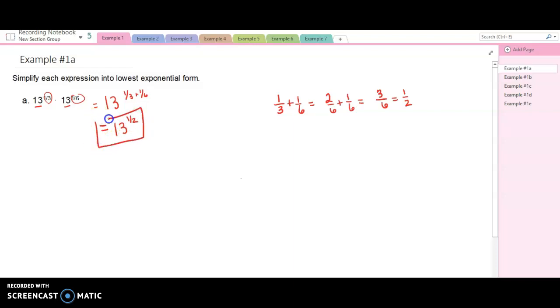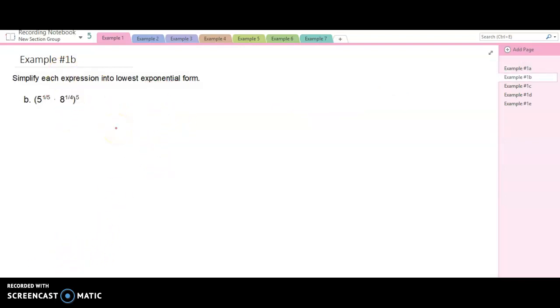Now I know this says exponential form, which this is exponential form, but if it said radical form, remember 13 to the 1/2 power would just be the square root of 13. All right, so let's look at B now.